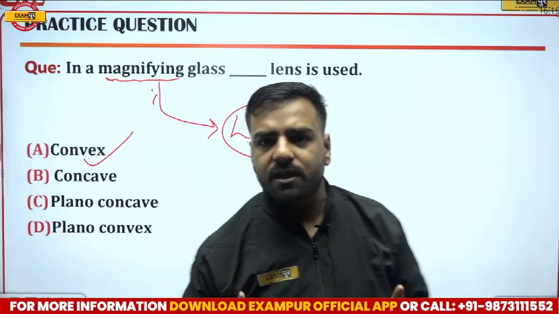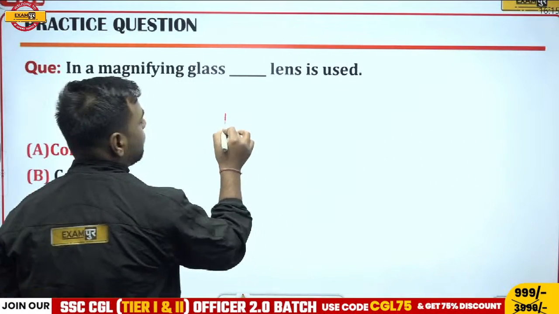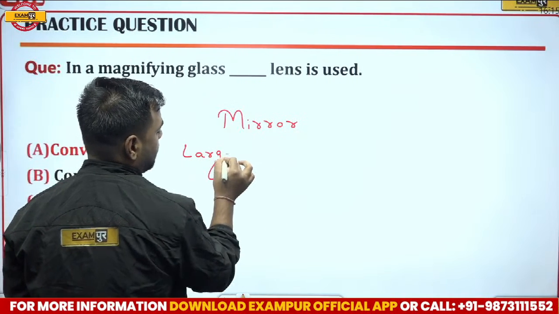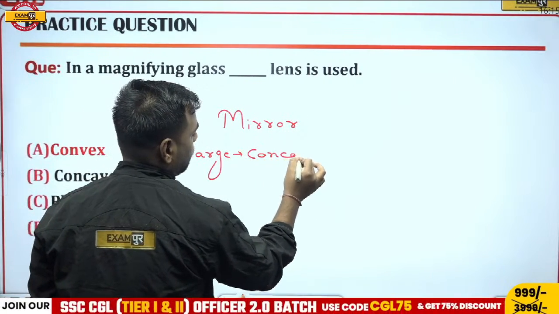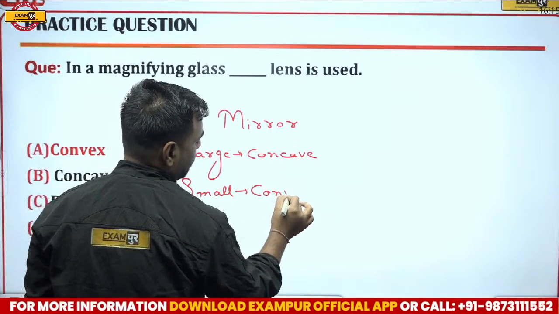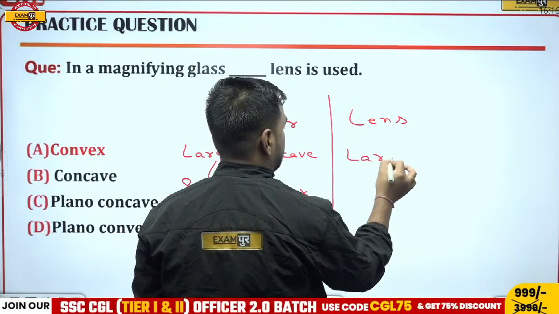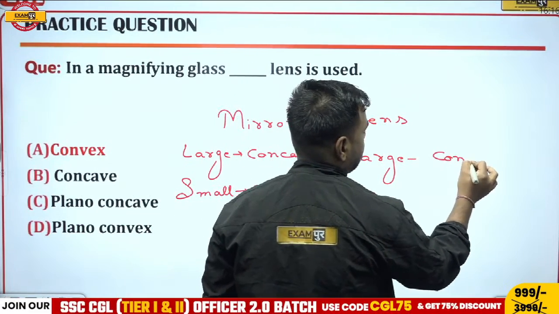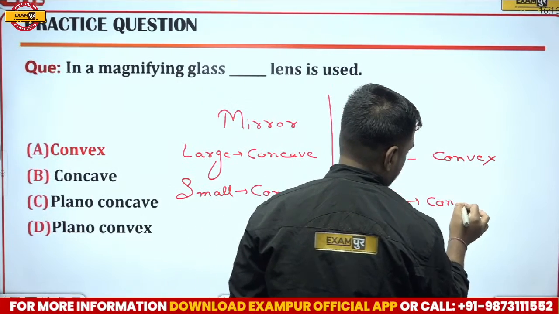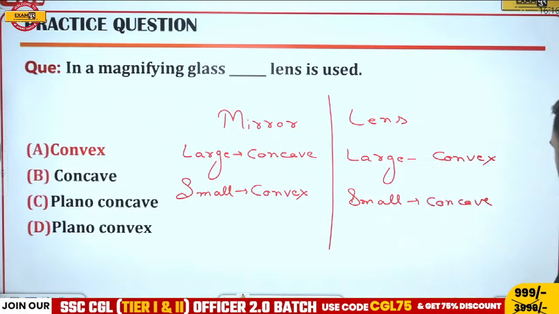I guess Manish got this point. Again, I'll write for you if there is any confusion. I was talking about mirrors. If someone asks you about the mirror, for the larger one, you will use concave. For the smaller one, you will use convex. In a similar manner, if I talk about lens, for the large, you are going to use convex. And for the small, you can talk about concave. So it would be quite easier to understand in this manner, right? Okay, cool. Let's move forward to the next question now.